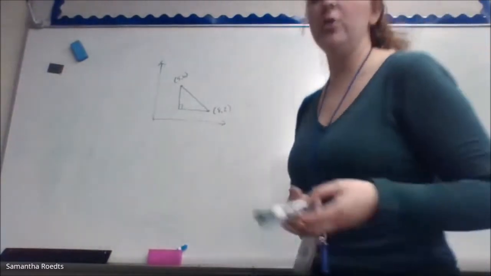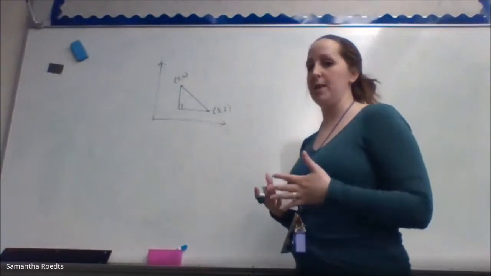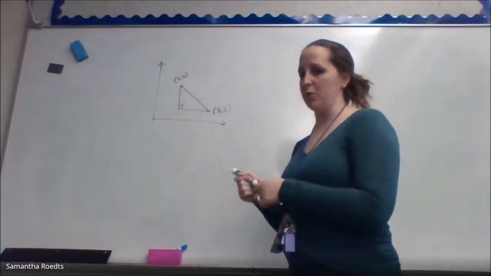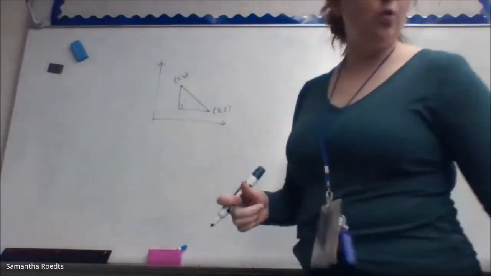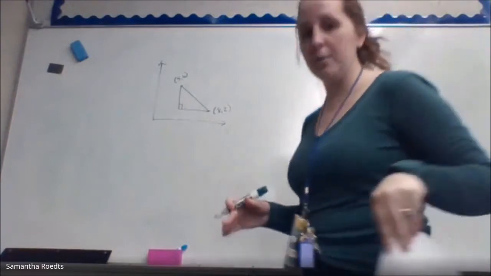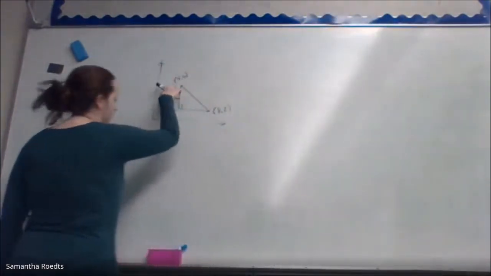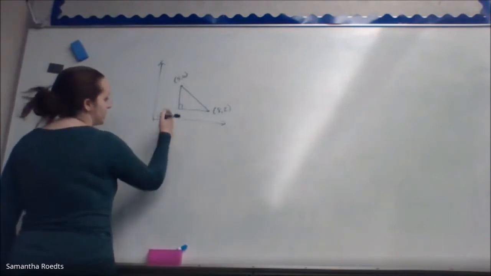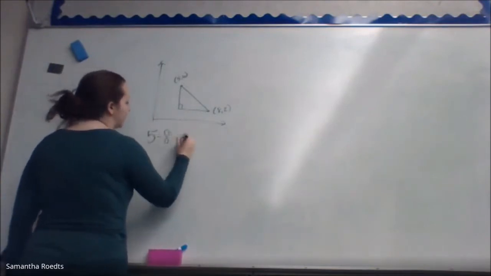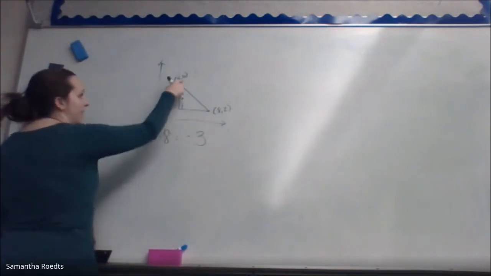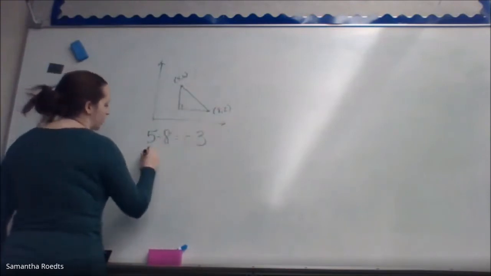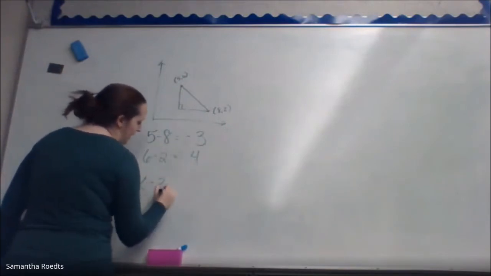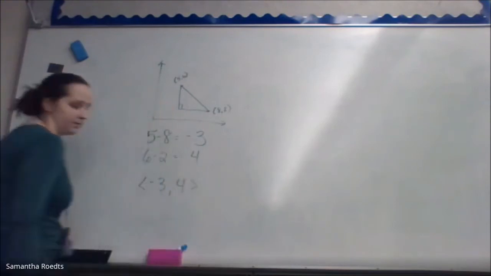The first thing I want to do is figure out what my component form is going to be. So I'm going to take my x values and subtract them, and I'm going to take my y values and subtract them from each other. You start with the terminal point as your first value. In this case, I have 5, 6. So I'm going to take 5 minus 8, which gives me -3. And then I'm going to take my y value, 6 minus 2, equals 4. So my component form is ⟨-3, 4⟩.